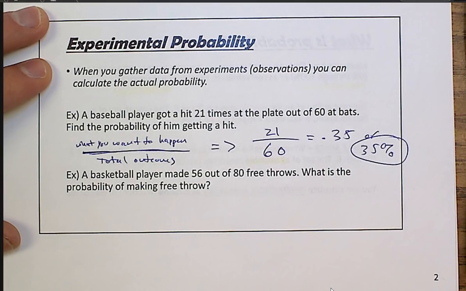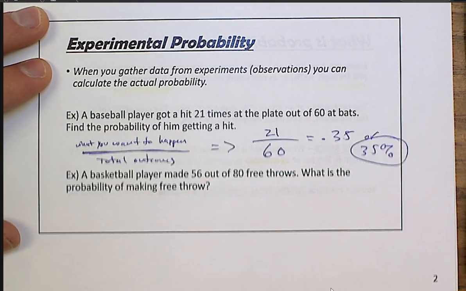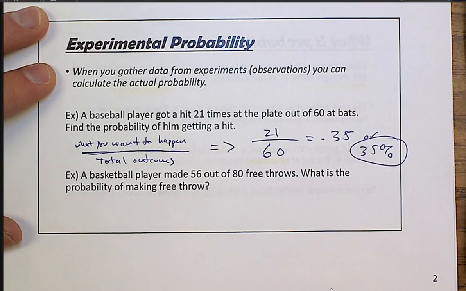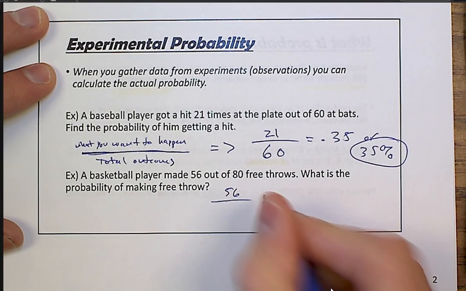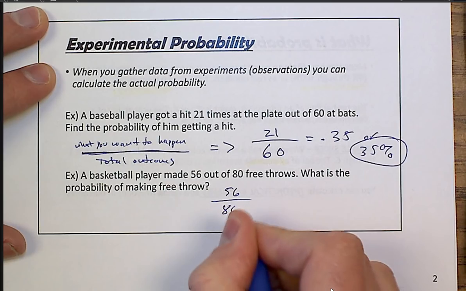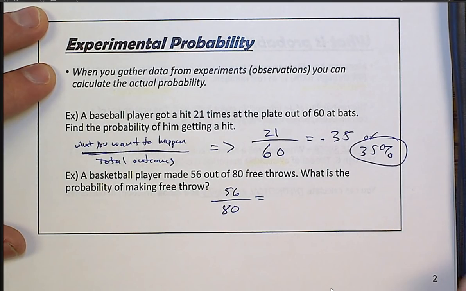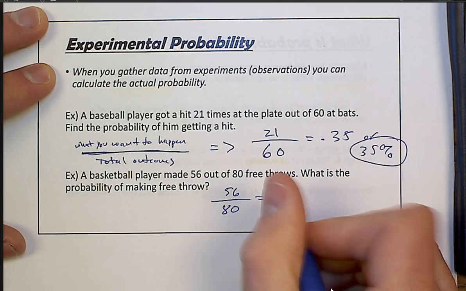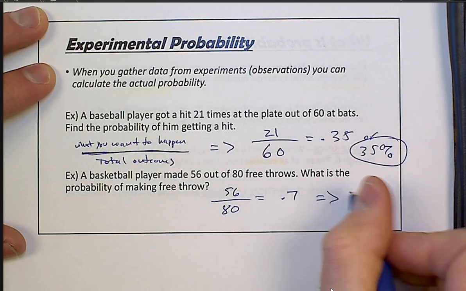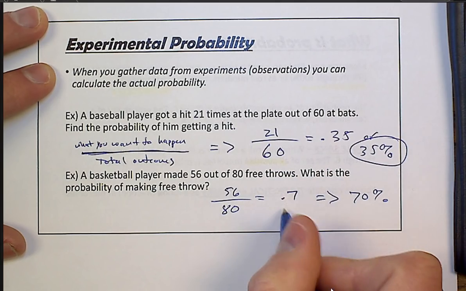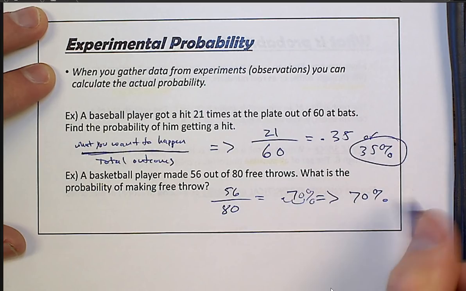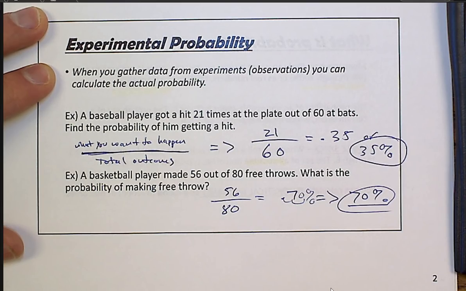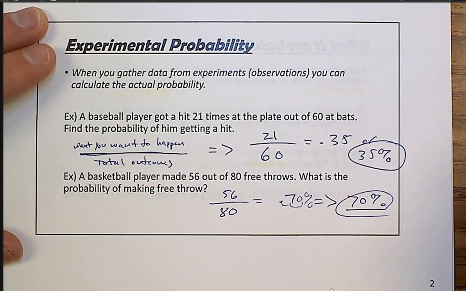Okay? Basketball player made 56 out of 80 free throws. What's the probability of making free throws? Same situation. What did we want to have happen? 56 out of the 80. So again, you take 56 divided by 80, and you get 0.7. So that person shot 70%, right? Move the decimal place over 2 spots to make it a percentage. So you got a 70% free throw shooter there. Not very good. Okay? Moving on.